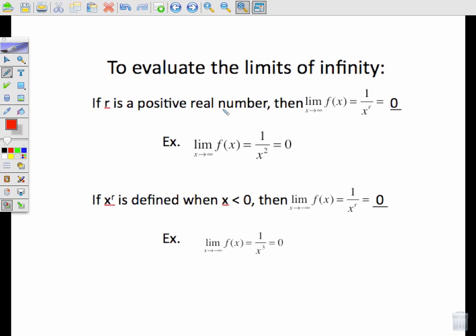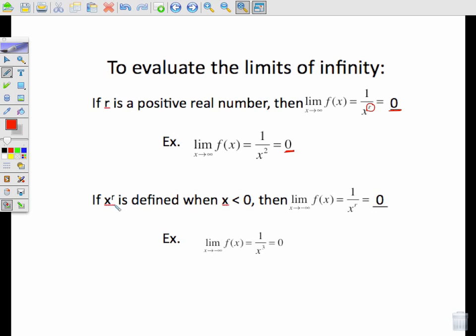If r is a positive real number, so if we have a function 1 over x to some positive real number, then the limit as x approaches infinity, so as x gets really, really large, this expression, 1 over a large number, will slowly approach 0. The same is considered in this example. The limit as x approaches positive infinity of f of x, 1 over x squared, is equal to 0. This is what evaluating the limit tells us about going to infinity.